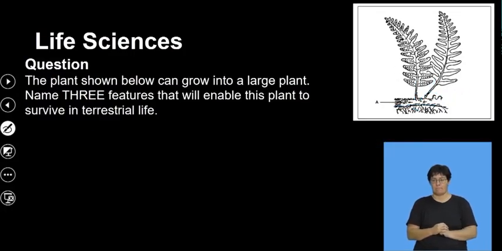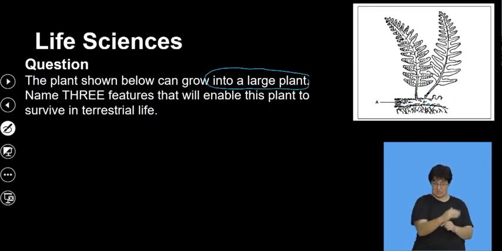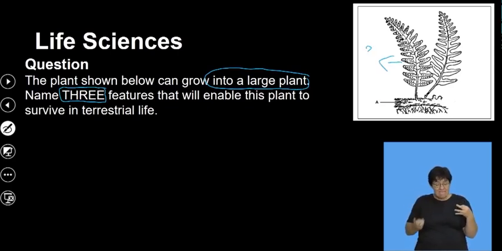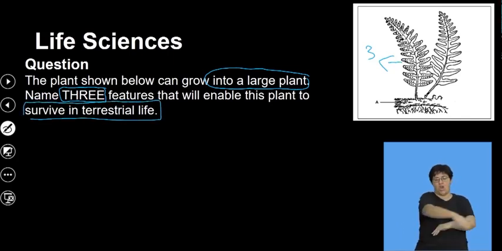Okay, now you need to think. This can be quite a challenging question. The plant shown below can grow into a large plant. Yes, we can get very large plants. Name 3 features. What 3 things does this plant have that enables it to survive in a terrestrial life?